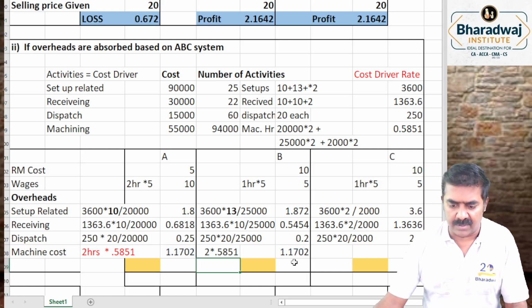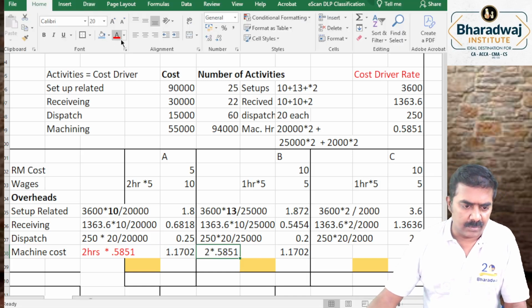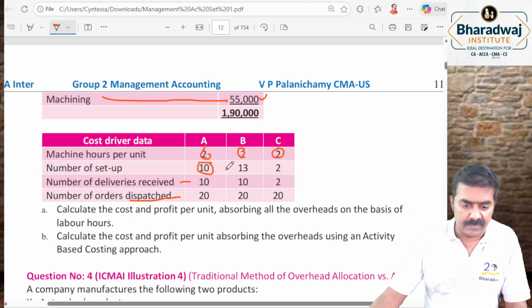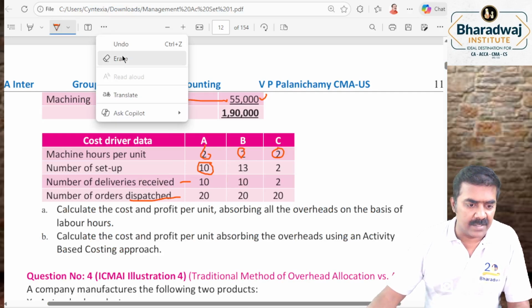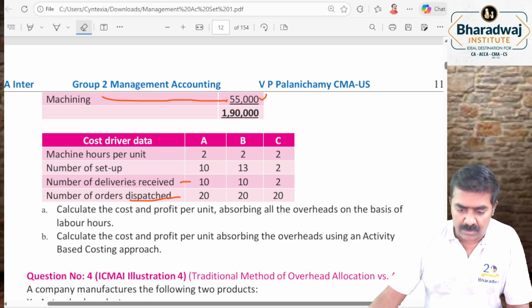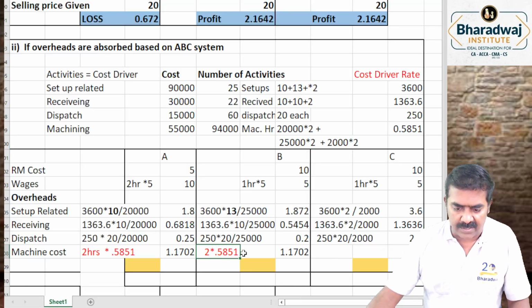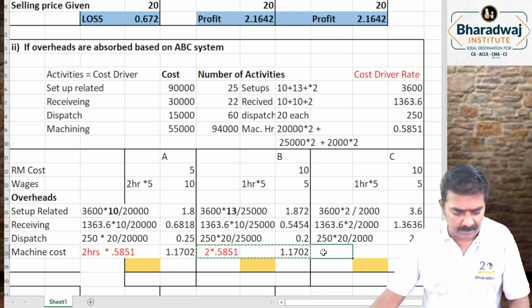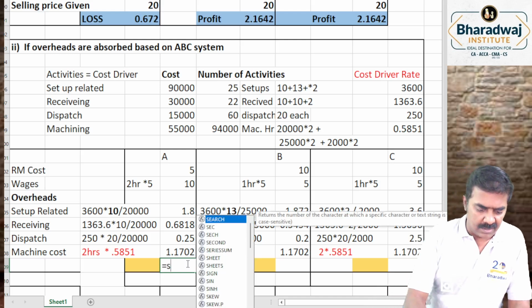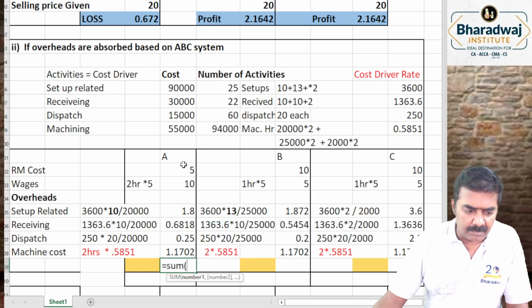How many hours per unit? 1 hour or 2 hours? Machine hour. Check. Machine hours 2. Everything. Labor hours is 1. They gave machine hours. Each has how many machine hours? 2 machine hours. So that will also be the same. Okay. Now work out the cost. Material cost plus wages cost plus overhead cost. This will be the cost per unit.